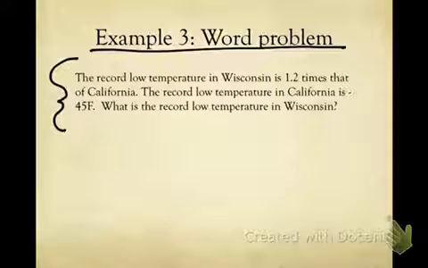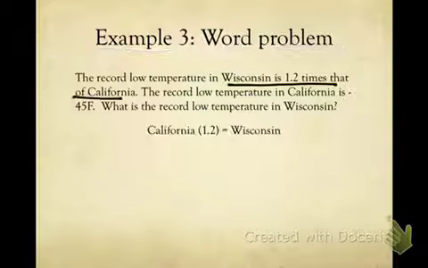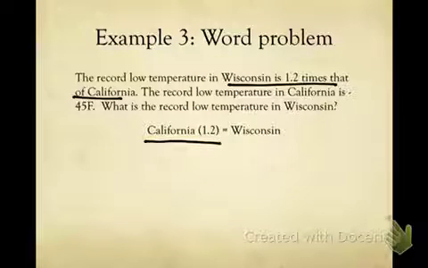Okay, so gosh, what am I going to do? So Wisconsin is 1.2 times that of California. We're that much colder. So what should I do? Why don't you guys talk about or think about that for a second? Okay, so California is 1.2 times that of Wisconsin. Okay, so now what should I do? Okay, the record low temperature in California is 45 degrees.